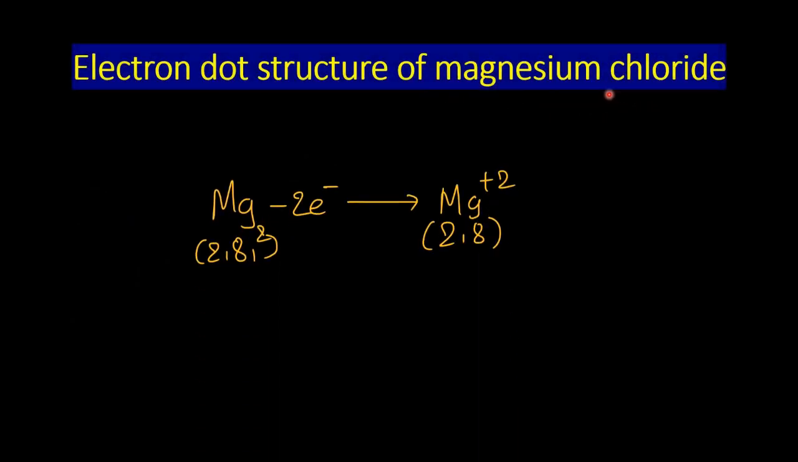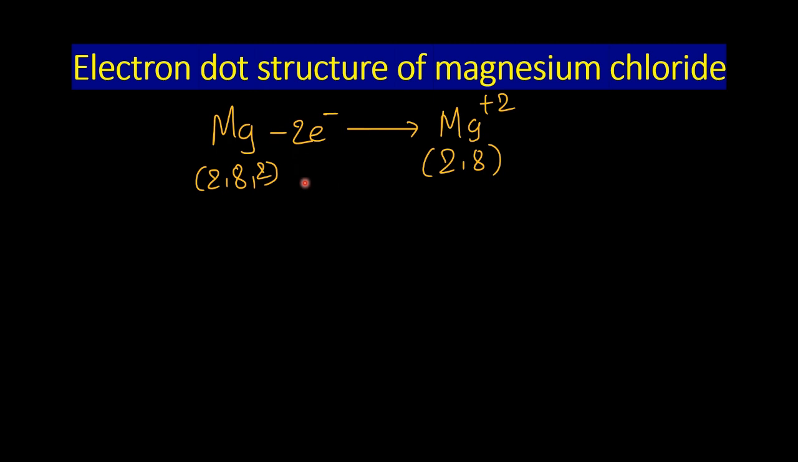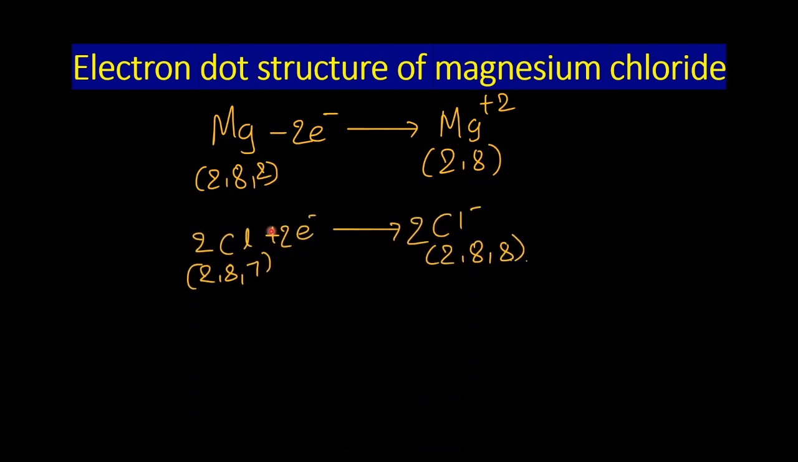Electron dot structure of magnesium chloride. So magnesium will lose 2 electrons to become stable. It will form Mg plus 2. To that we need 2 chlorine atoms to gain 2 electrons, and they will form two chloride ions and both will be stable.